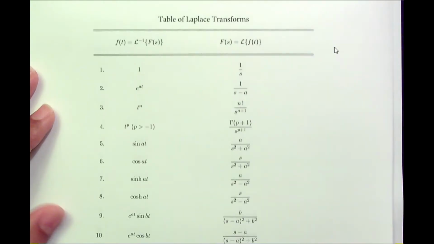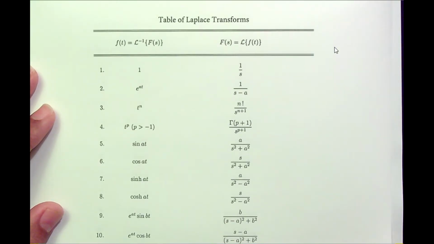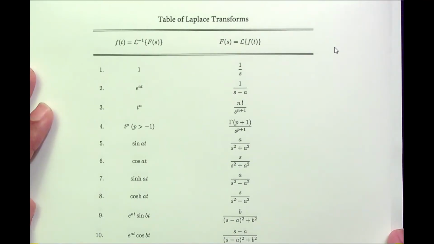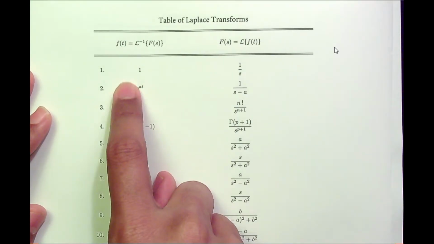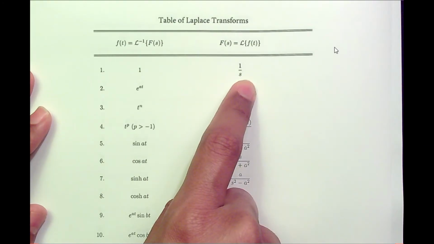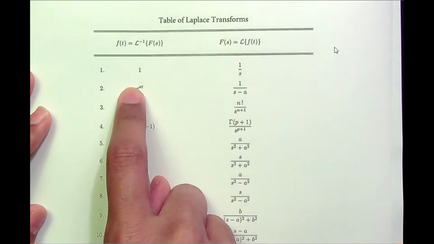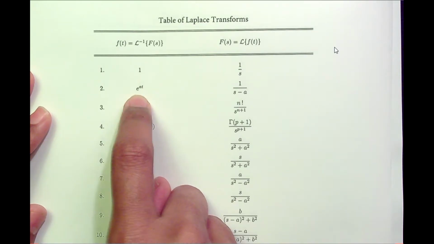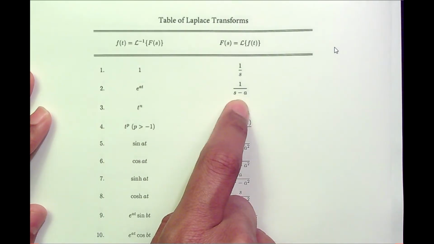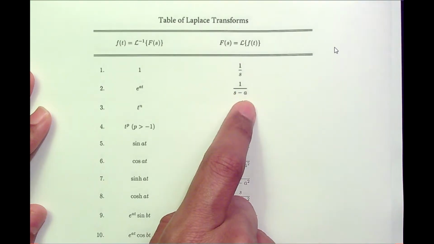But you're going to have this table of Laplace transforms. So whenever we need to know the Laplace transform of a function, we're just going to look it up in here. This table reads: the Laplace transform of 1 is 1 over s. We did this. The Laplace transform of the exponential function e to the at is 1 over s minus a. Again, we also did that one.